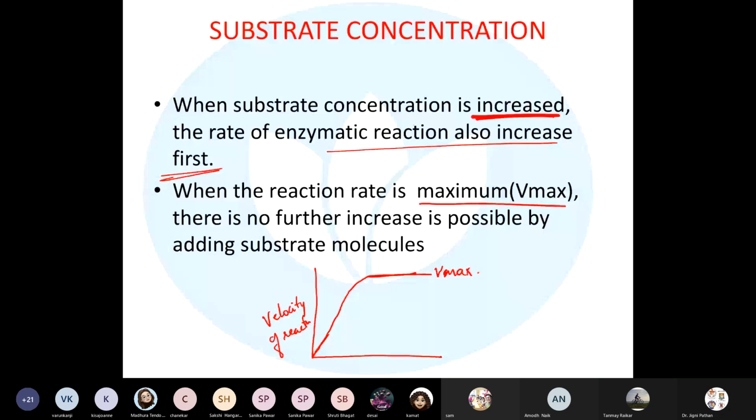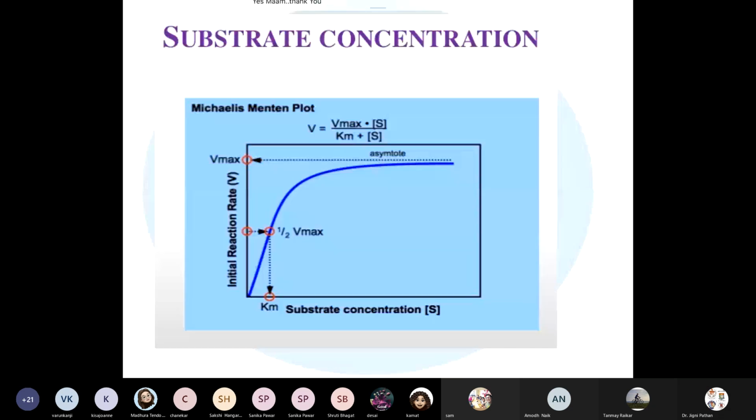So now this is a very important graph that you should know. V is the velocity of the reaction and S is the substrate concentration. Initially, when the substrate is added, it binds to the enzyme molecules and the velocity keeps increasing. All the sites on the enzyme molecules get occupied by the substrate. After that, if we keep increasing the substrate, there is no further increase because it has already reached the maximum velocity. So this is the Vmax.